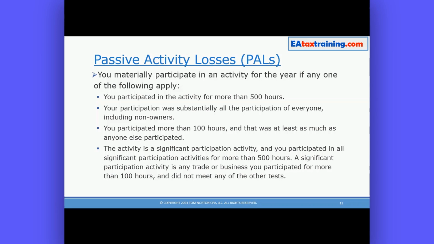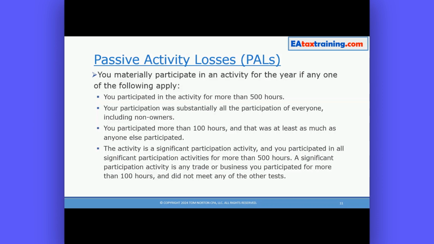The next way you can materially participate is if you participated more than 100 hours, and that was at least as much as anybody else participated. So here you could have other people participating as well, but as long as you were participating at least as much as anybody else was, and that was more than 100 hours, you are considered to have materially participated. Next, the activity is a significant participation activity, and you participated in all significant participation activities for more than 500 hours.